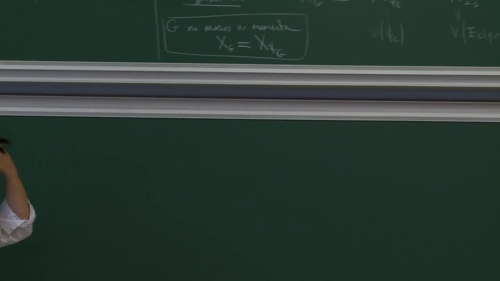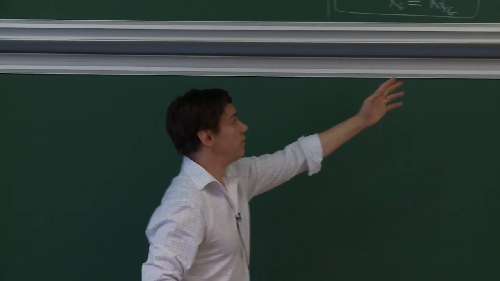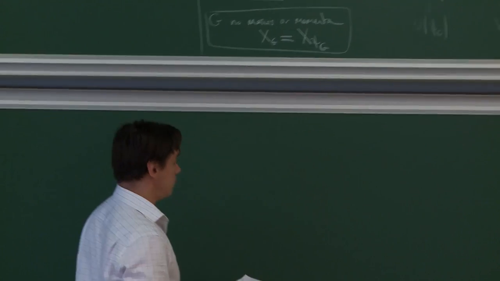V of f means the locus where f vanishes, I suppose. V, the vanishing locus, yeah. Absolutely, it's standard terminology.